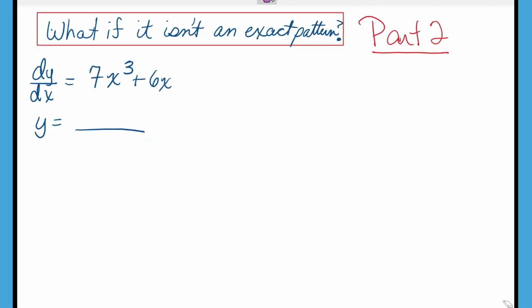All right, the crazy math nerd is back for part two of being given a derivative and finding out where it comes from. So in the examples we did in part one, all of those were exact patterns. Like I saw the derivative and I went, I know exactly where you come from. But I'm looking at this problem and I'm not going, I know exactly where you come from.